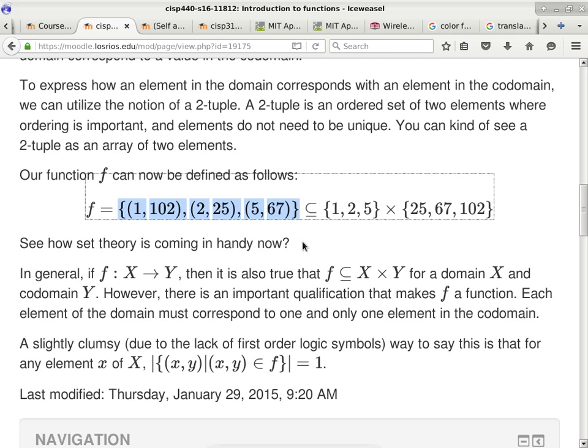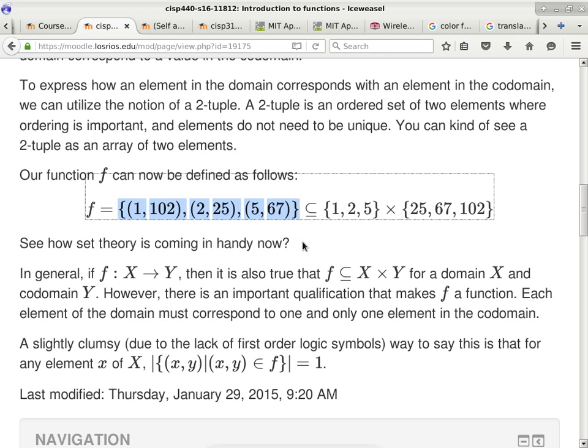Right. Well, you cannot repeat a tuple, because (1, 2) is a tuple. If you repeat that, you cannot repeat it in a set. But you can say (1, 25). Instead of (2, 25), I turn it into (1, 25). Then it's no longer a function, because it breaks the rule in 2 ways.